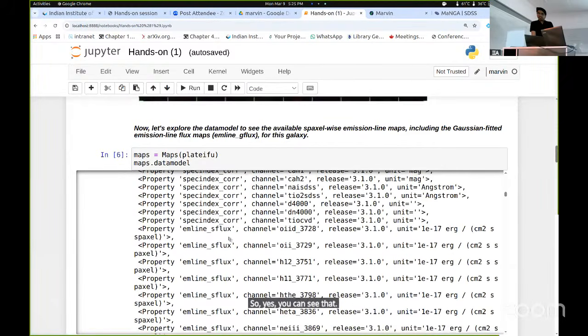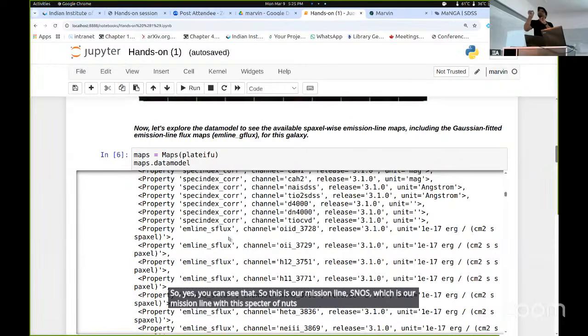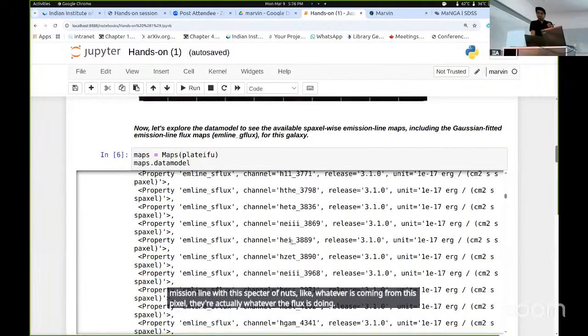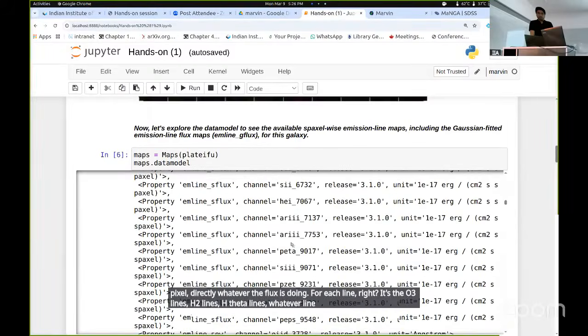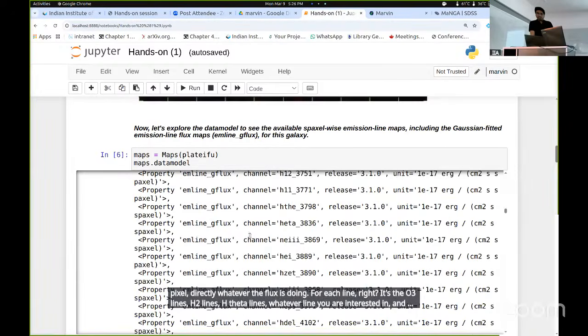This is the emission line flux, which is the emission line spectral flux, whatever is coming from the spaxel directly. For each line, like the O3 lines, H alpha lines, H beta lines, whatever line you are interested in. And it will also give you the Gaussian flux, emission line Gaussian flux. They will fit the spectra with a Gaussian and see whatever flux is coming from it, to get rid of the noise.